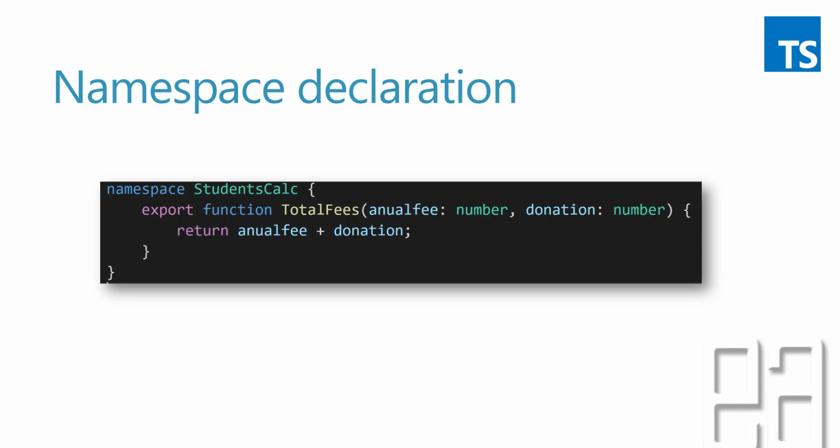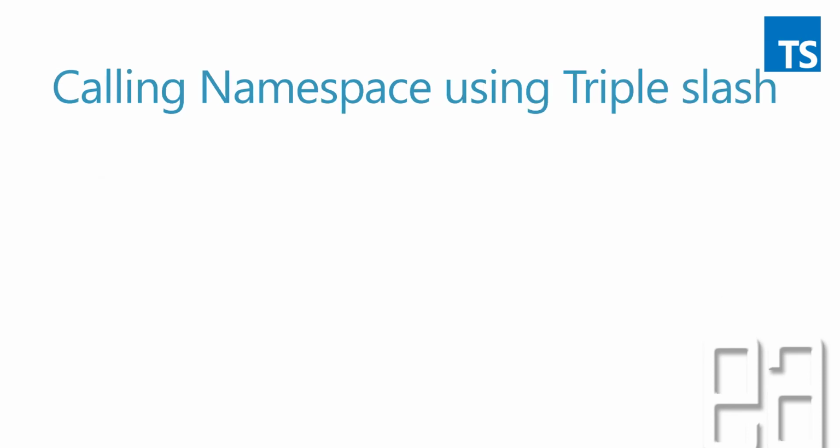You can see that it has the namespace keyword followed by the name of the namespace. Then you have an export function with the name of the function, and so on. So this is basically telling us that you can export a function, a class, an interface, a variable, whatever you want, from this particular namespace.